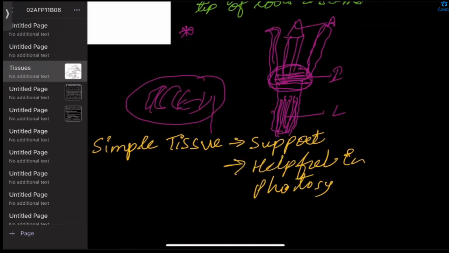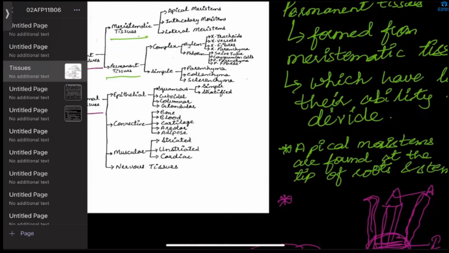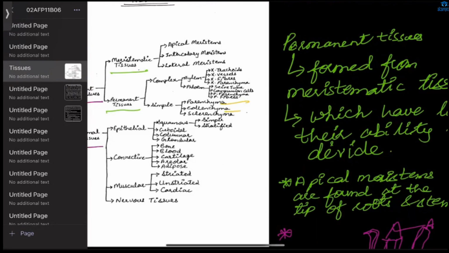Ma'am, simple permanent tissues are also made up of only one kind of cells. Yes, made up of only one kind of cells. If you want, you can have the lecture notes which ma'am has taught alongside with you. Yes, they are oval shaped also. One of the major characteristics of this simple kind of tissue is that there are many shapes, but mostly they are oval shaped. Simple tissues are of the following three kinds. Which are these three kinds? Parenchyma, collenchyma, and sclerenchyma.